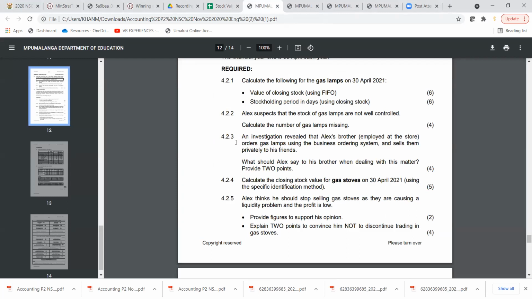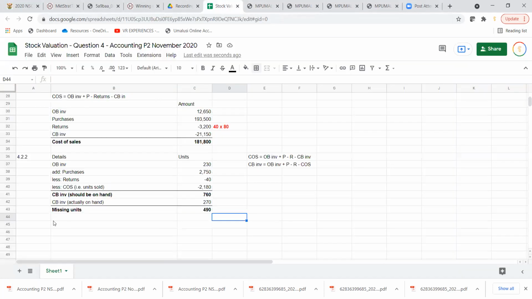Now they say 4.2.3. An investigation revealed that Alex's brother, employed at the store, orders gas lamps using the business ordering system and sells them privately to his friends. Okay, what should Alex say to his brother when dealing with this matter? Provide 2 points. Okay, so there's different things that Alex could tell his brother, but I'll just give a few things that come to my mind.